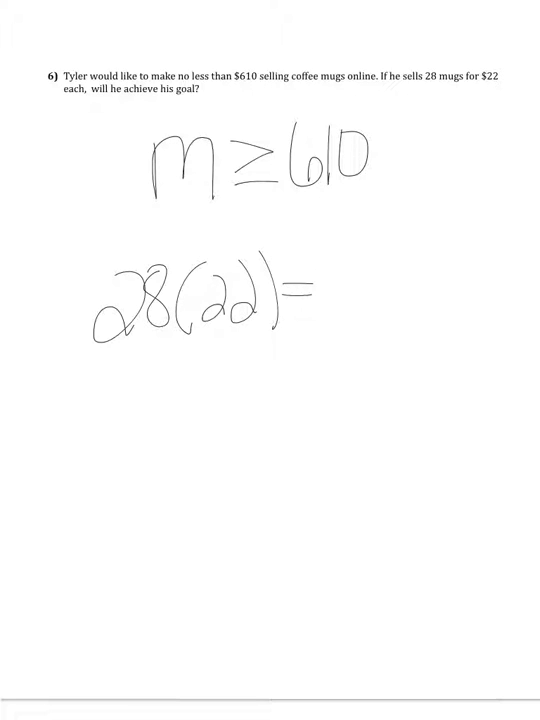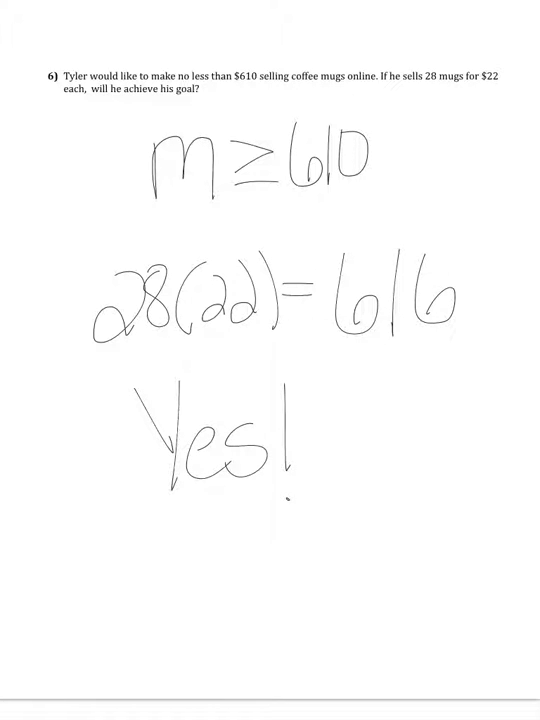28 times 22 is 616. So that is more than the 610 goal that he had. So yes, Tyler would achieve his goal.